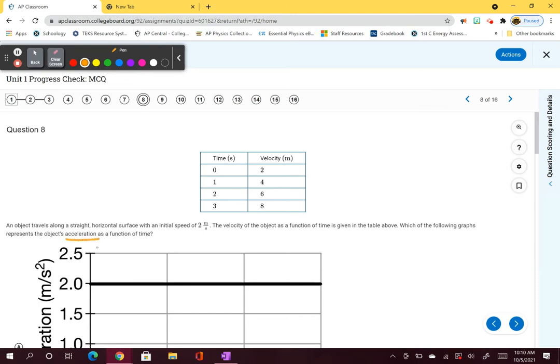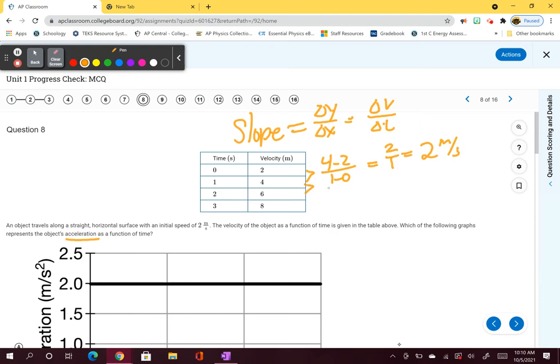So again, to find acceleration from a velocity versus time graph, we're doing slope. So we can do that. Slope is just your change in y over change in x. So that'd be your change in velocity over change in time. So we get 4 minus 2 over 1 minus 0, so we get 2 over 1, which gives you 2.